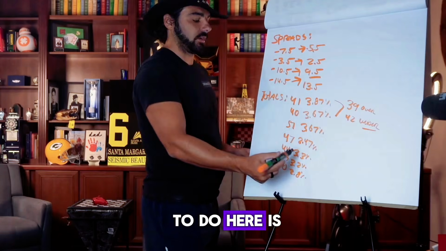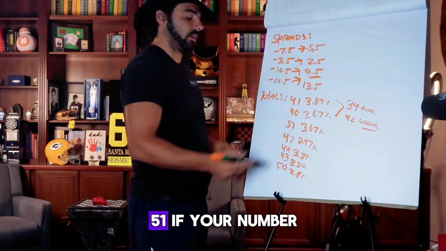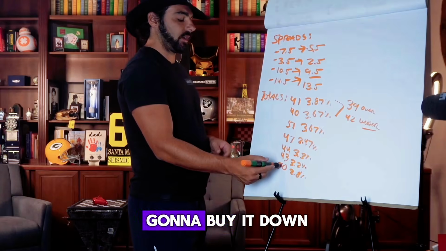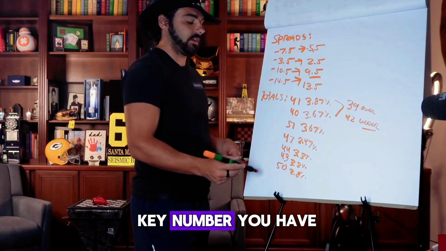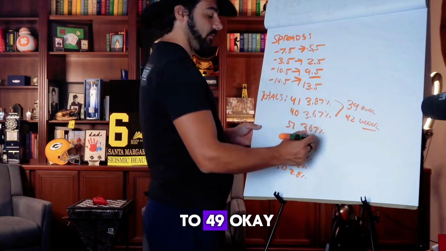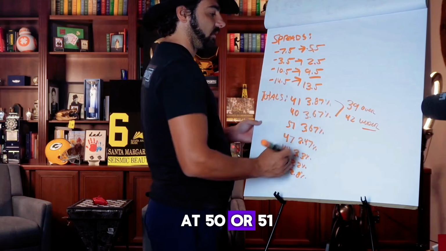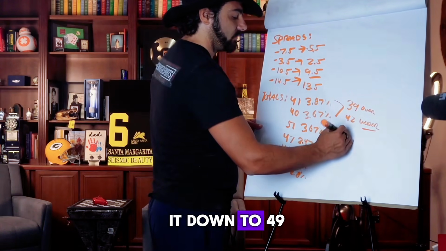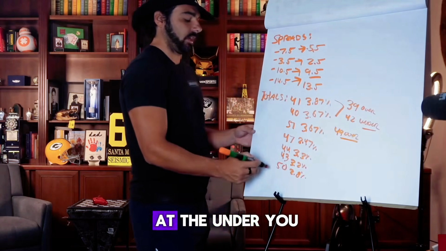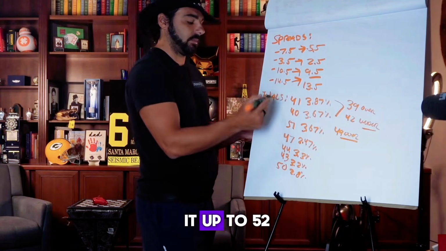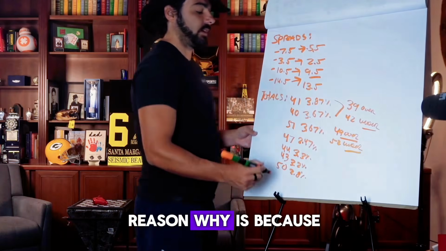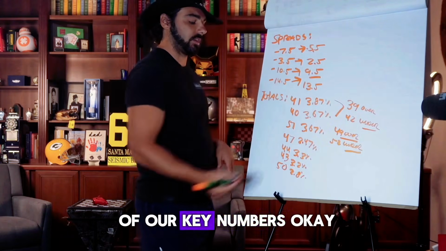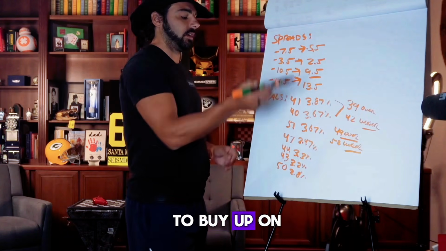All right, so again, totals. What you need to do here is, for example, 51. If your number is 51, you're not going to buy it down to 50, right? Because 50 is another key number. You have to buy it down to 49. Okay, so if we're looking at 50 or 51, and we're looking at the over, you'd have to buy it down to 49. Now, if you're looking at the under, you would have to buy it up to 52. Reason why is because 52 is not one of our key numbers. Okay, so you would have to buy up on top of that.